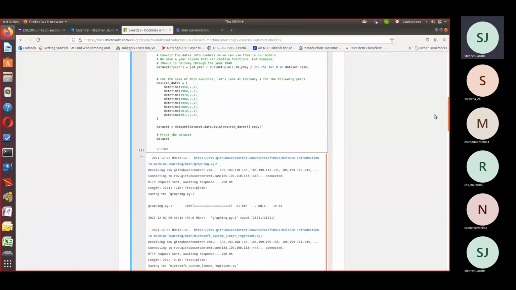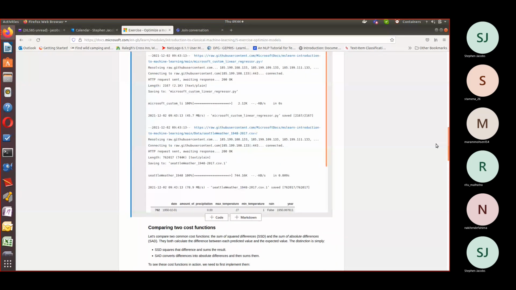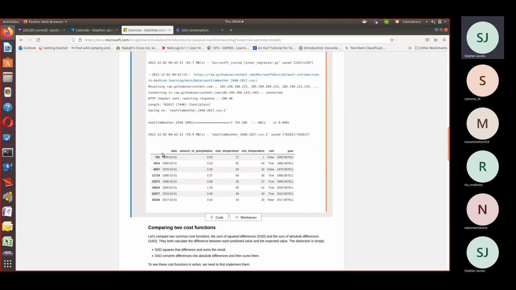Data set. Must be down here. Yeah, there we go. So it's taken our 1, 2, 3, 4, 5, 6, 7, 8 values that we put in here, and it's converted year now into a number. And the number is the year, and then the fraction of the year that you are into it. Okay, which in this case is all the same. So that means we're all looking on the 1st of February.